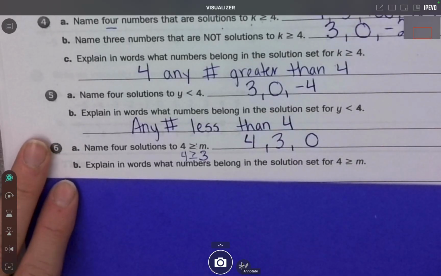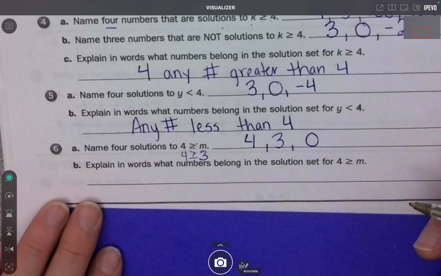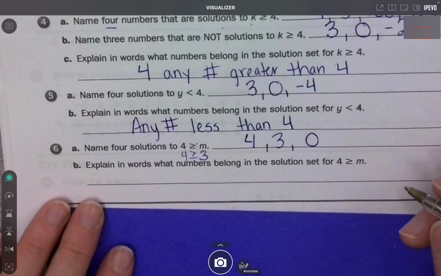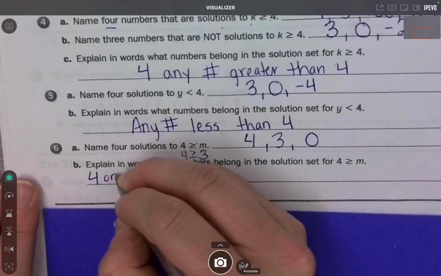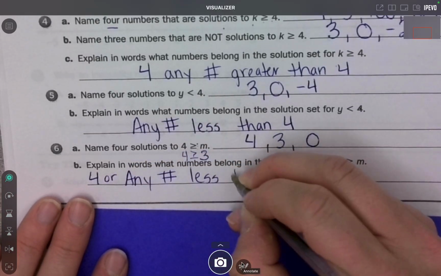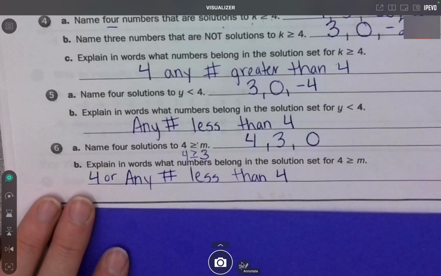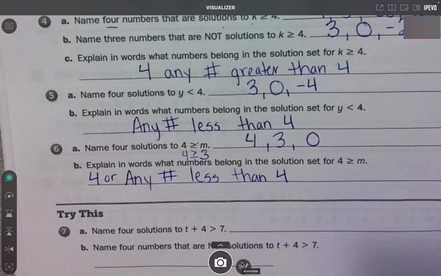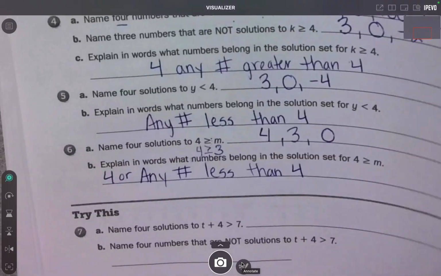Okay. So then B, explain in words what numbers belong in the solution set for 4 is greater than or equal to m. So it could be 4 or any number less than 4 to make that true. Because 4 has to be the biggest number. It can't go over. Okay? We are going to skip number 7 and go to our next page.